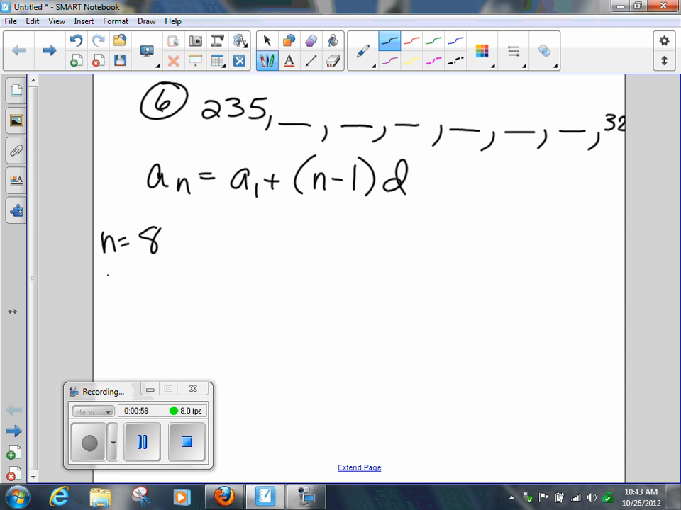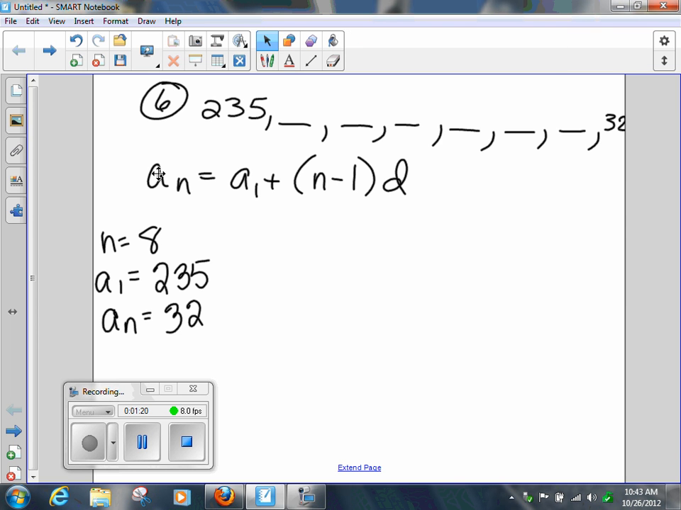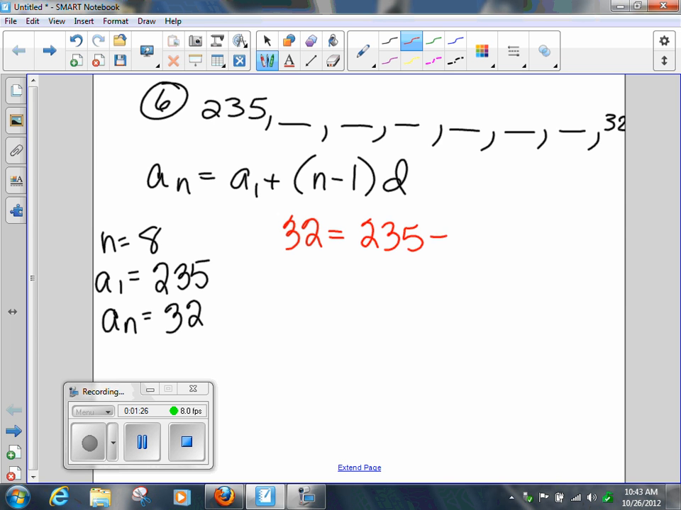Do we know the first term? Well, sure we do, 235. Do we know our last term? Sure, it's 32. Do you guys agree? Awesome. We have everything we need to be able to fill in these blanks. Now look what it's going to allow us to solve for. A sub n is 32, is equal to 235 plus 8 minus 1 times d.